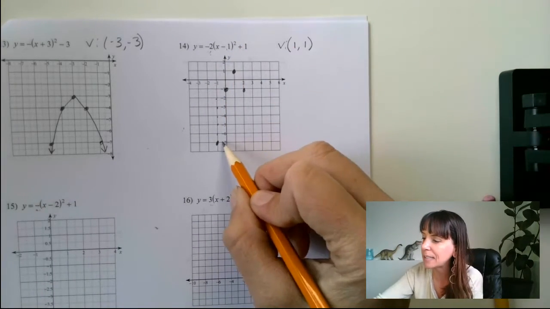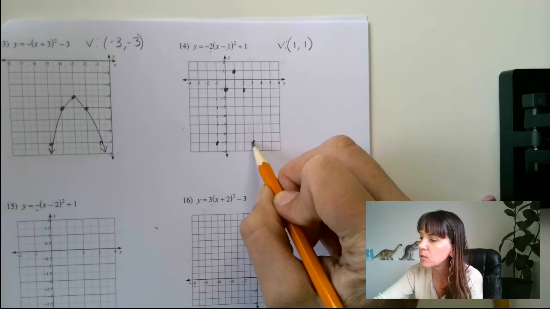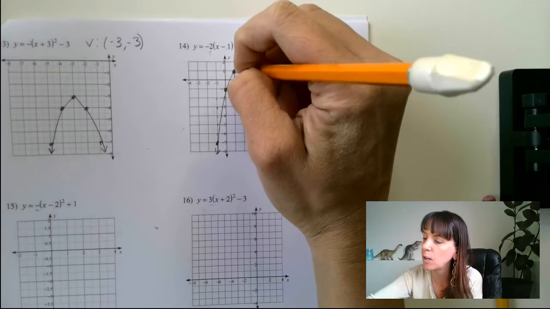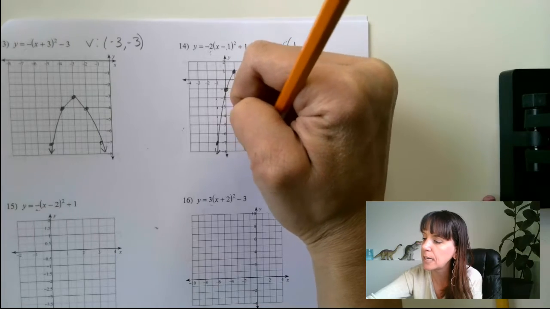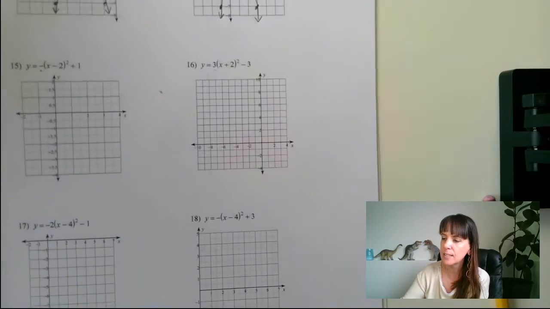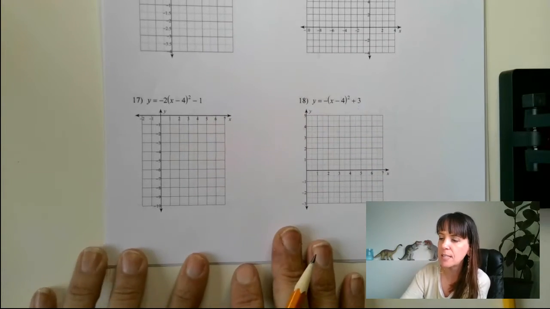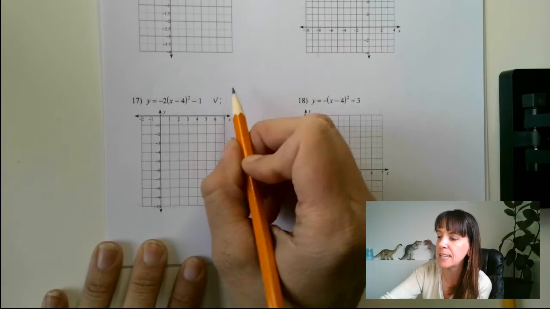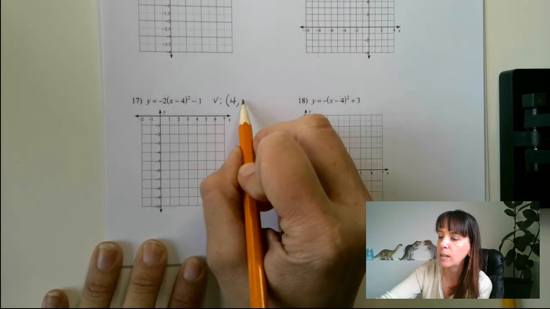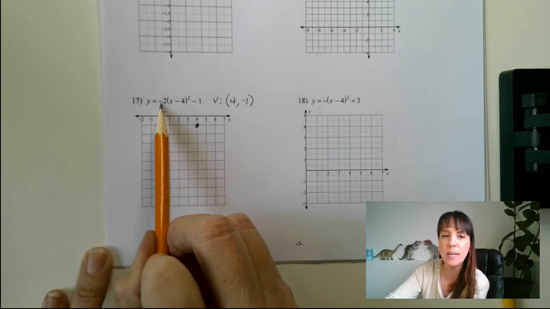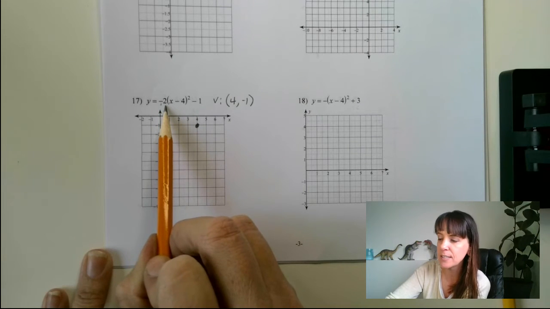Now, what happens on one side happens on the other. What does that mean? That's symmetry. Well, we'll come back to that, actually. So now it's all nice and stretched out because it's larger than 1. So it's a skinnier guy here. Let's do this one. Same idea. Our vertex is 4, -1. So we go over 4, down 1. This guy is going to open downwards, and our pattern is going to be multiplied by 2.